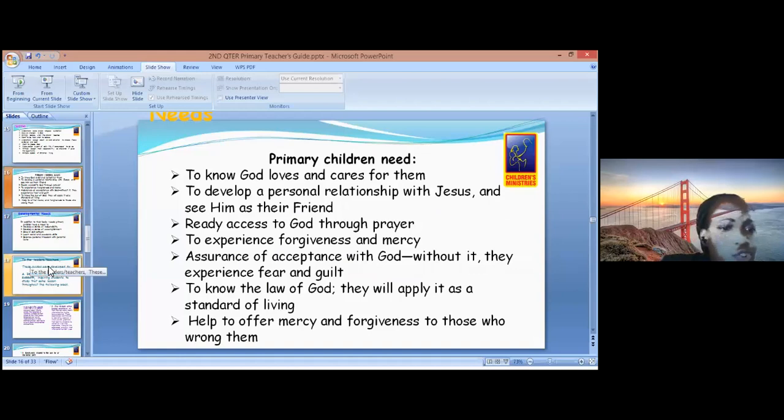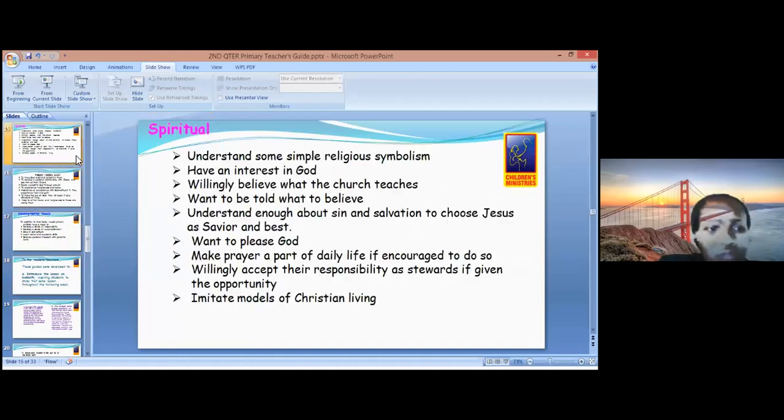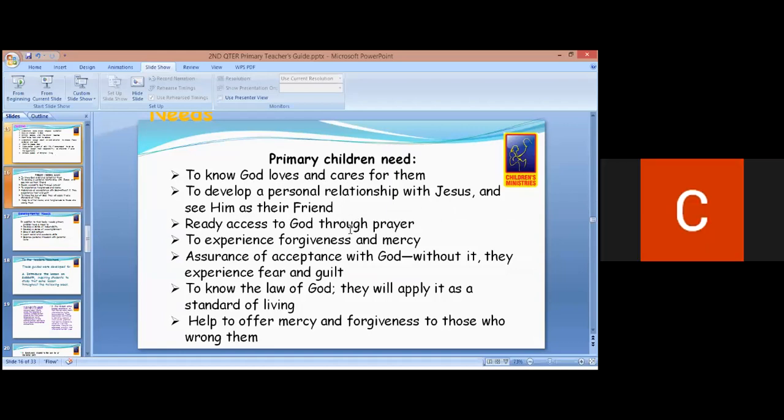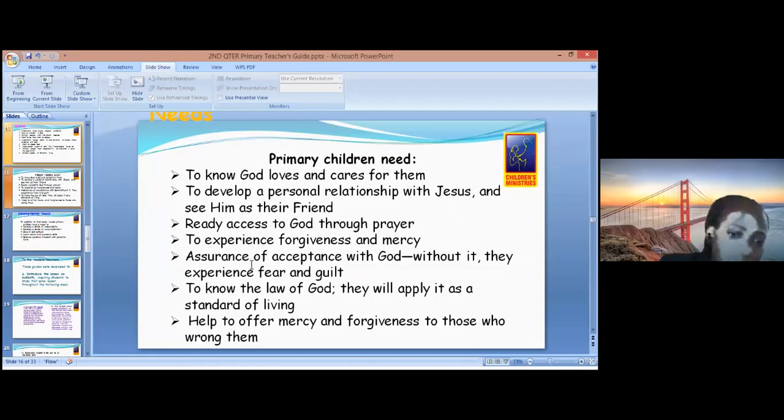When we look at the spiritual needs of these children, they need to know God, that God loves them and cares for them. They need to develop a personal relationship with Jesus. They are ready to access God through prayer. They experience forgiveness and mercy. They need to know the law of God.